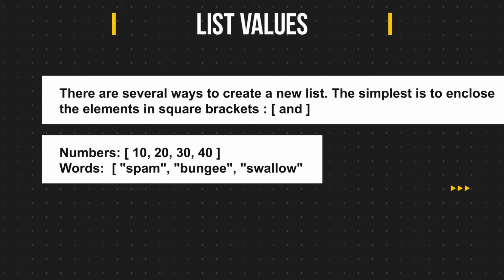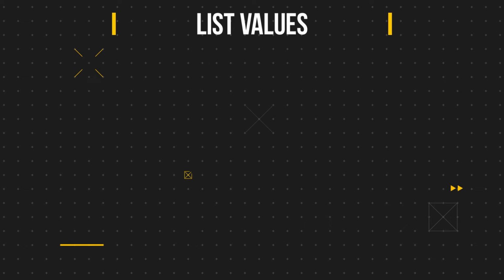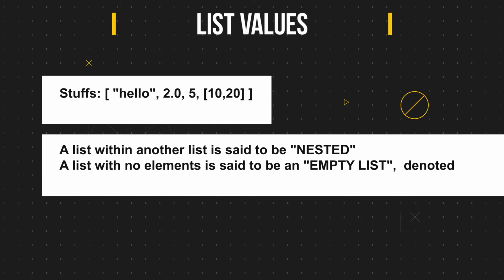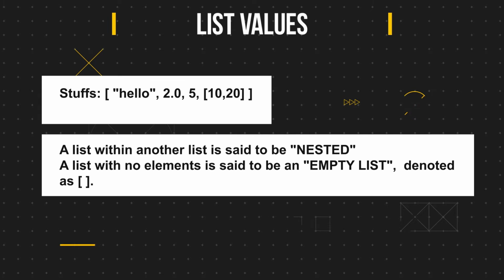Now, a list within another list is said to be a nested list. In this example here we have hello, 2.05, and we also have a list that is within another list. So 10, 20 is a list that is inside another list, and this list is said to be nested. Finally, a list with no elements is said to be an empty list. If I just put square brackets, I have an empty list.